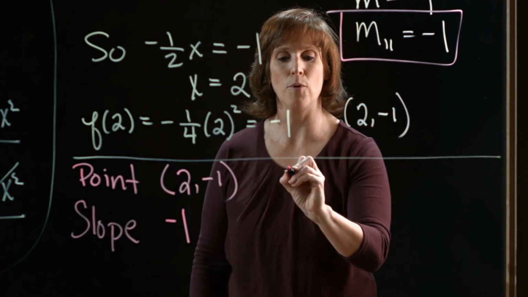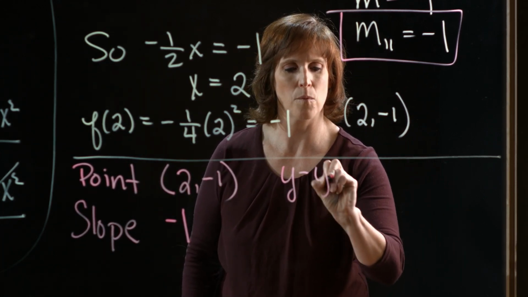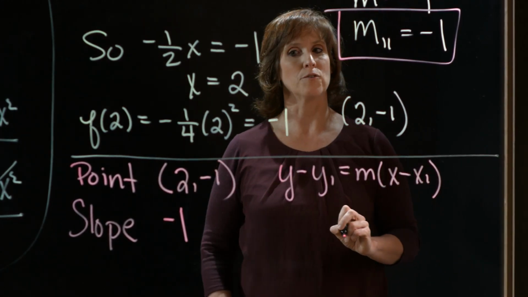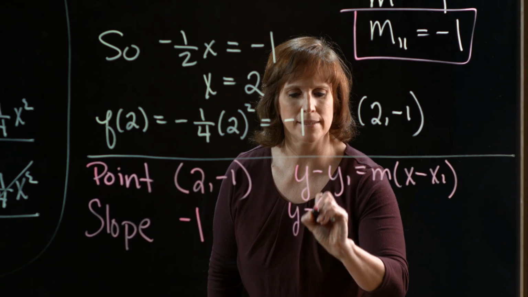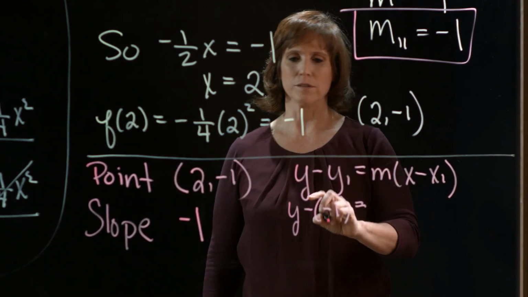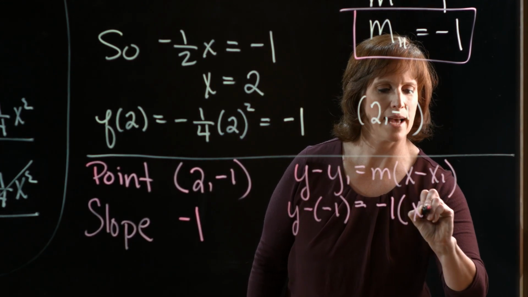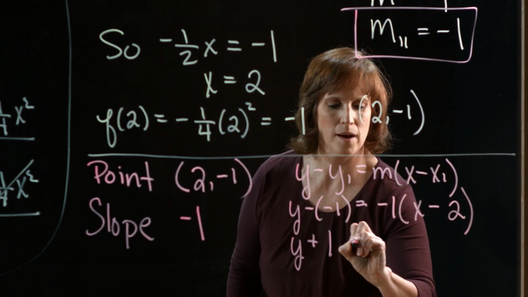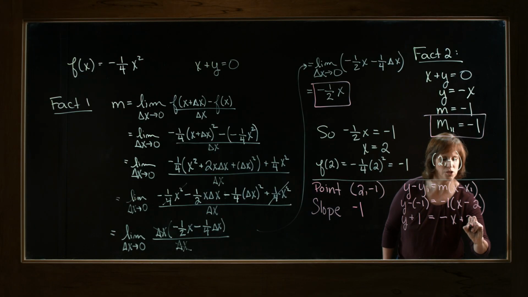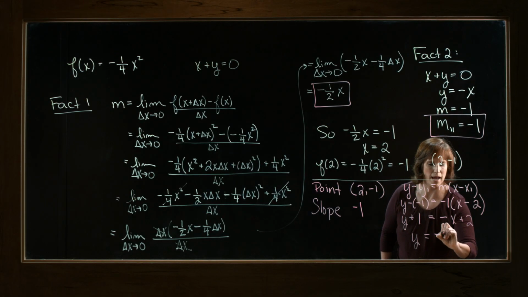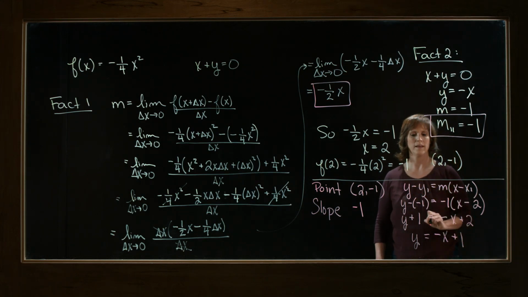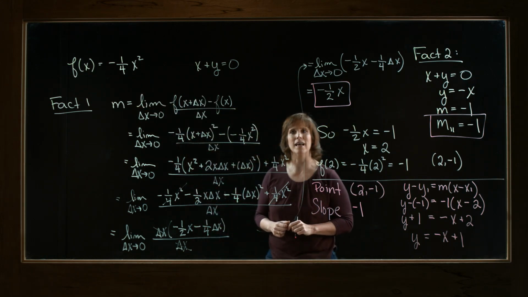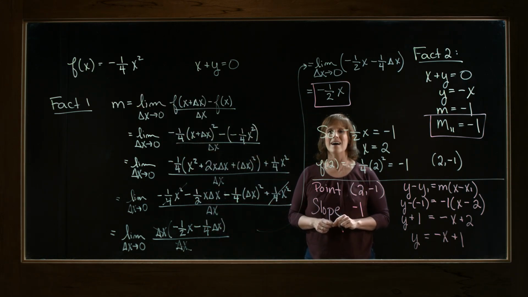Now I can simply use my point-slope formula. Y minus y1 equals m times the quantity x minus x1, and plug in my given information. So I have y minus -1 equals slope, which is -1, times x minus the x-coordinate, which is 2. Y plus 1 equals -x plus 2, and so y is going to be -x plus 1. And I now have the equation of the line tangent to this curve, which is also parallel to the line x plus y equals 0. I hope that was helpful.